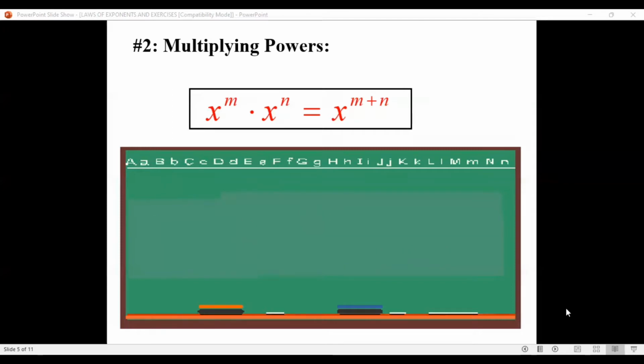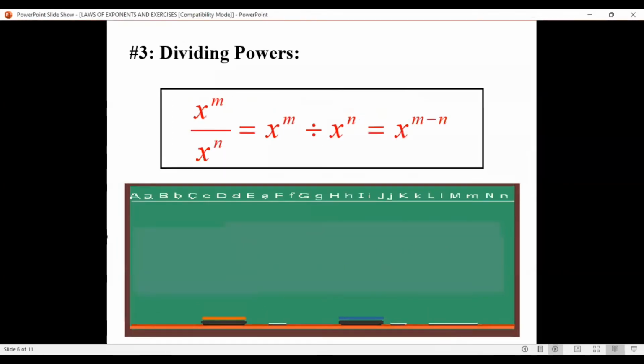Okay, let's move on to the next rule, dividing powers. Here we are dividing with the same base, so based on the rule, what do we do? We simply have to subtract the exponents. If you have x raised to m all over x raised to n, that simply means x raised to m minus n.